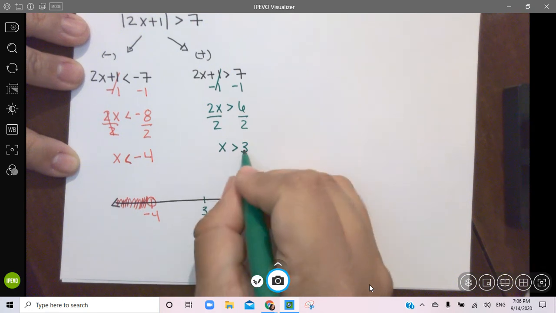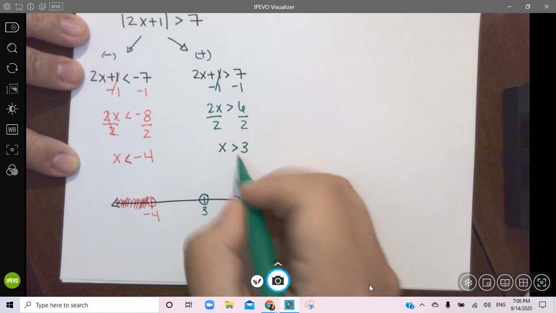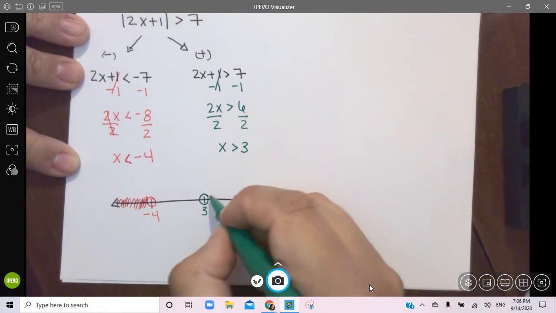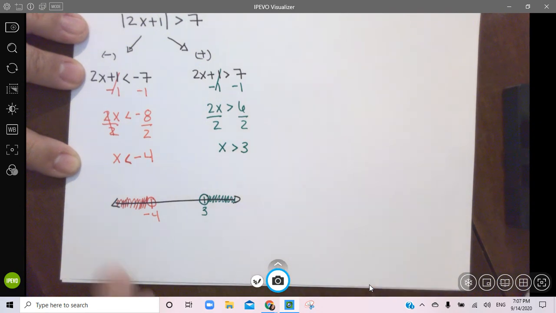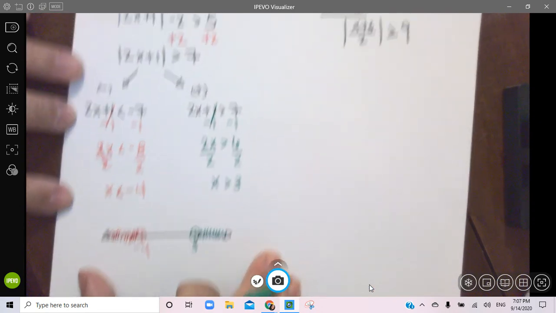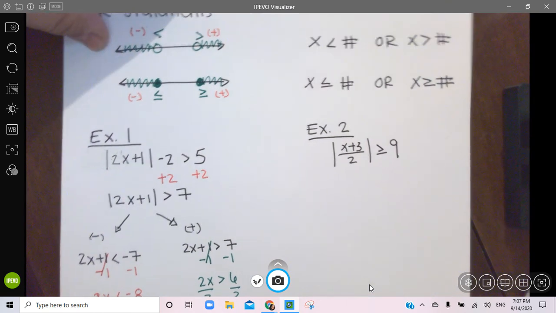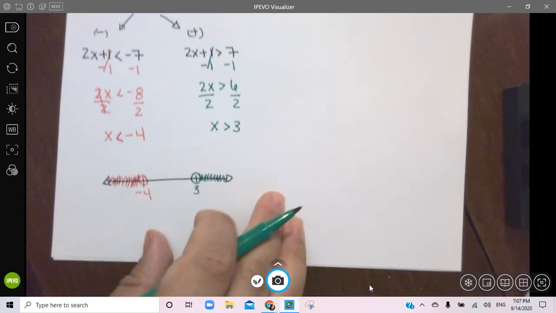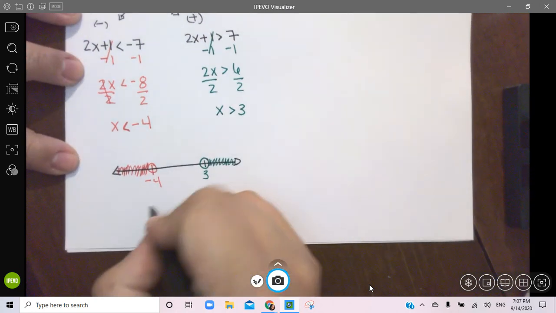Okay, so for 3, it's going to be an open circle. X is greater than 3, so I'm going to shade everything to the right of 3. And if I look at the graph that I have, and I go back up to my examples, they look about the same. So that means that I did everything right, and we do have a disjunction.